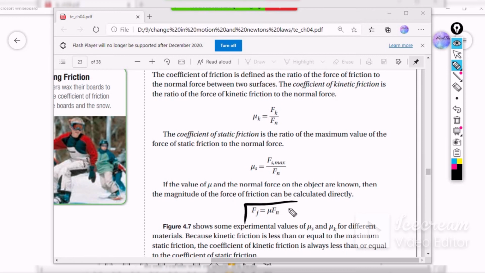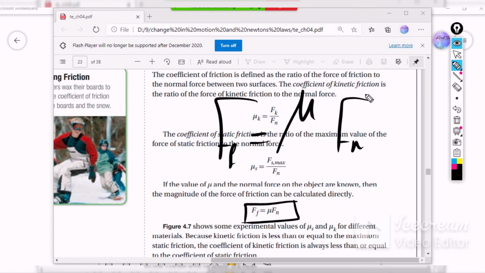Okay, guys, now look over the general formula for friction. It will be like that. It will be easier to understand. F means frictional force. Mu means coefficient of friction, and that is a constant number that depends on the surface. And Fn here, that is the normal force.